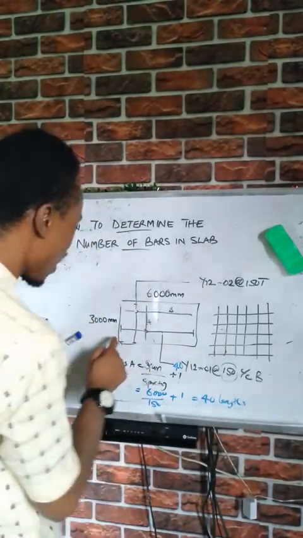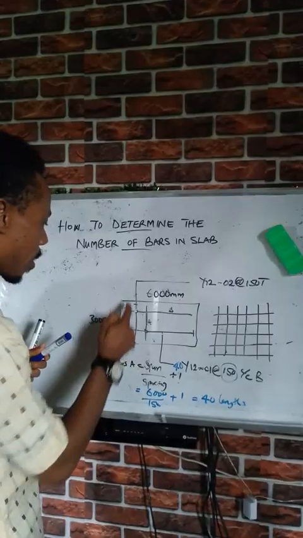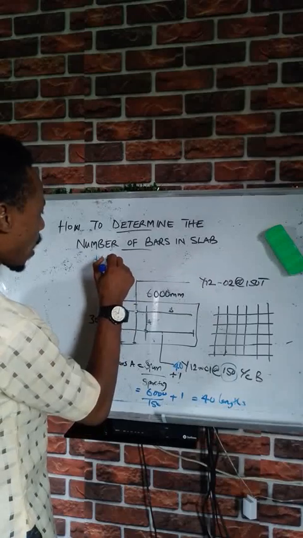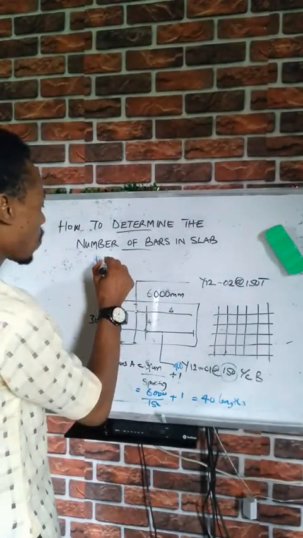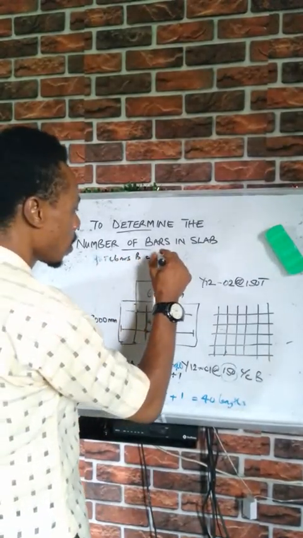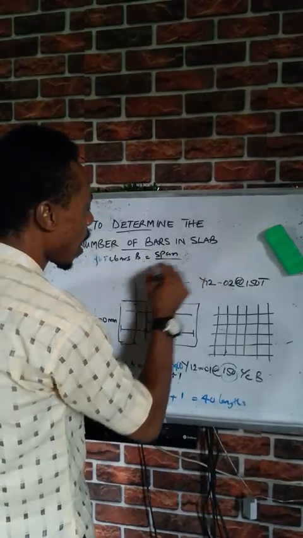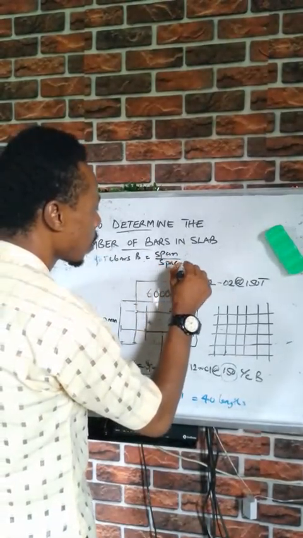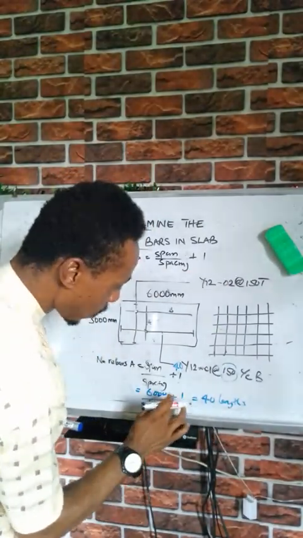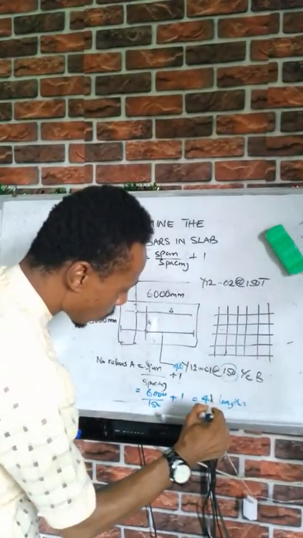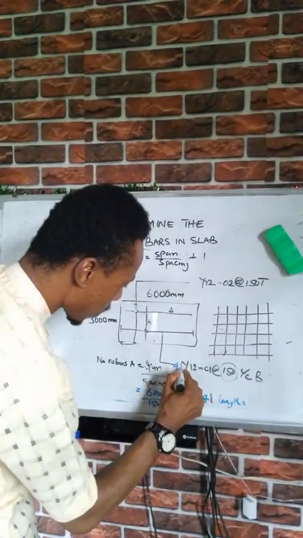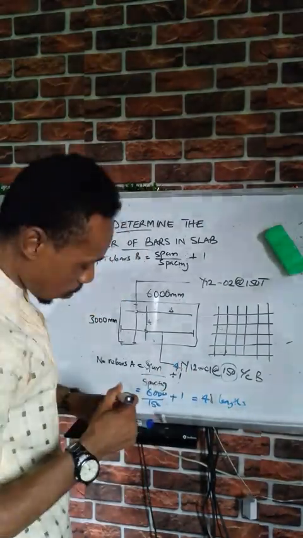Then for the case of this other span, the number of rebars for B is equal to the span over the spacing, plus 1. Sorry, in this case, guys, plus this one, it becomes 41.